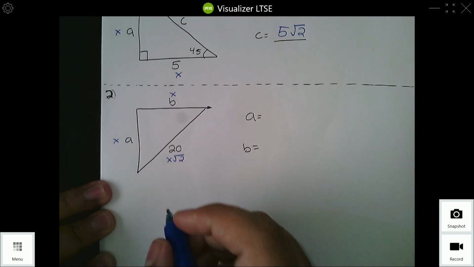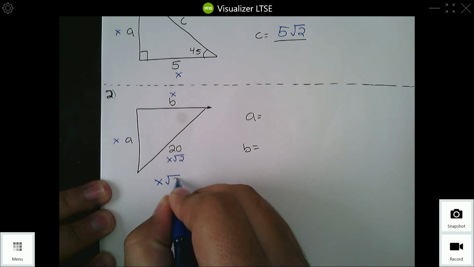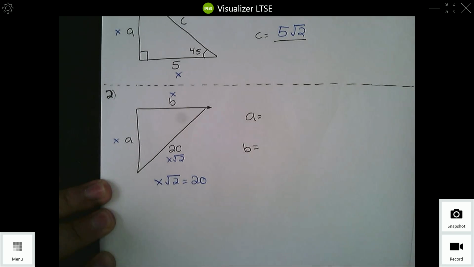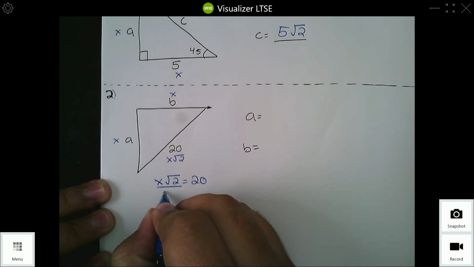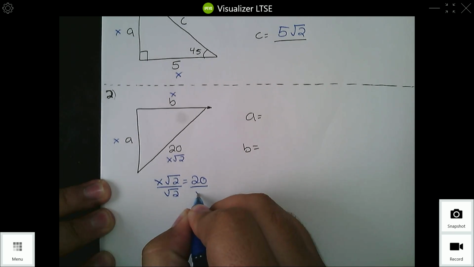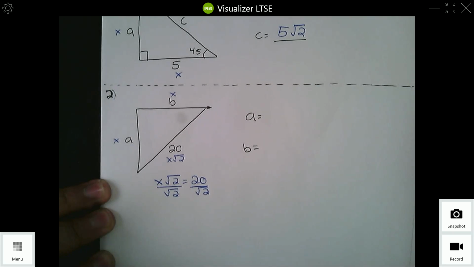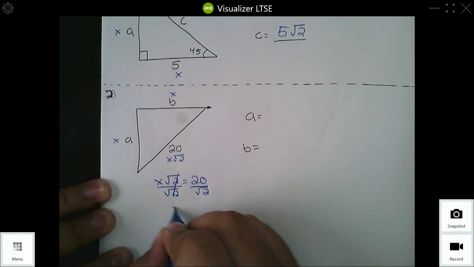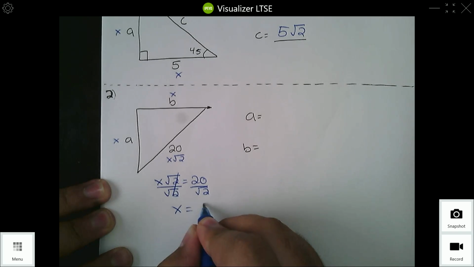So we're going to set them equal to each other. x square root of 2 is equal to 20. Now we want to solve for x. So I divide both sides by the square root of 2. And those cancel there. So we're left with x is equal to 20 divided by the square root of 2.